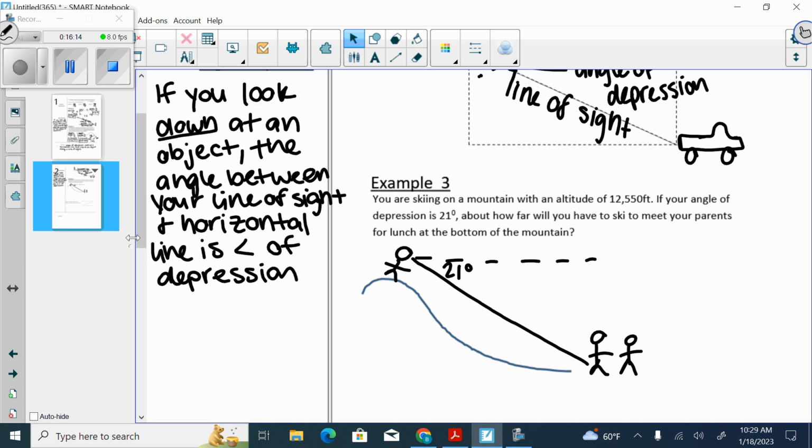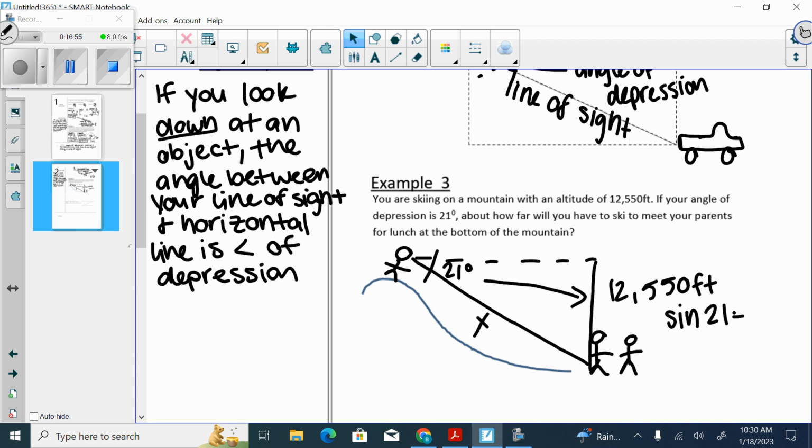Okay, and how tall did they say this mountain was? 12,550 feet. Right, so that line here should be 12,550 feet. Okay, and which piece are we looking for if we want to know how far it is from me to the parents? Right. Okay, so I'm looking for the hypotenuse. Here's my angle. So I know this side. What are we going to have to use? Sine, right? Opposite and hypotenuse.